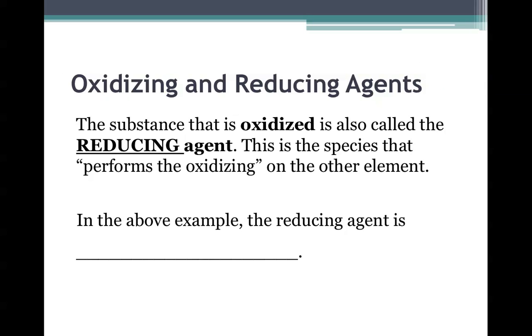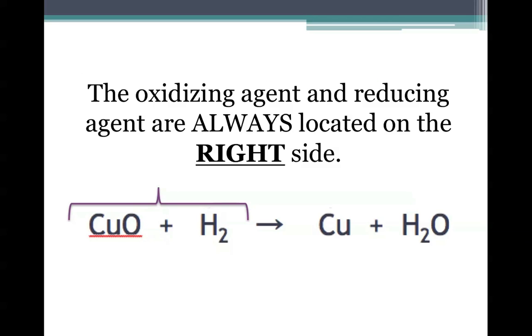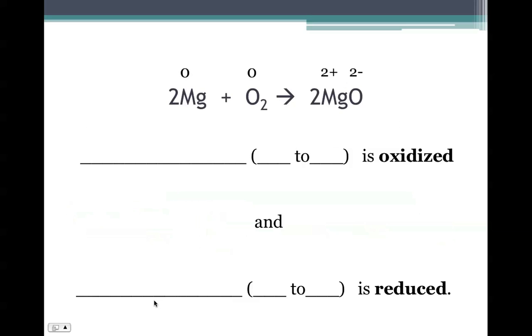All right. Two other terms that you need to be aware of is that the substance that is oxidized is also called the reducing agent. This is the species that basically performs the reducing on the other element. So in the above example, the reducing agent is hydrogen because that was what was oxidized, while the oxidizing agent is copper because that was what was reduced. The oxidizing agent and reducing agent are always located on the left-hand side, so we're always describing them based on what they're represented as over on the left.